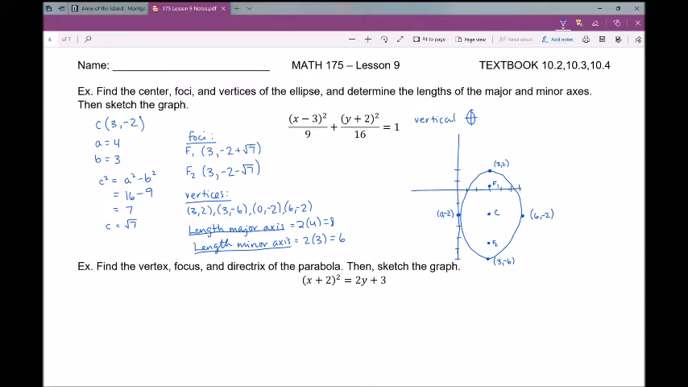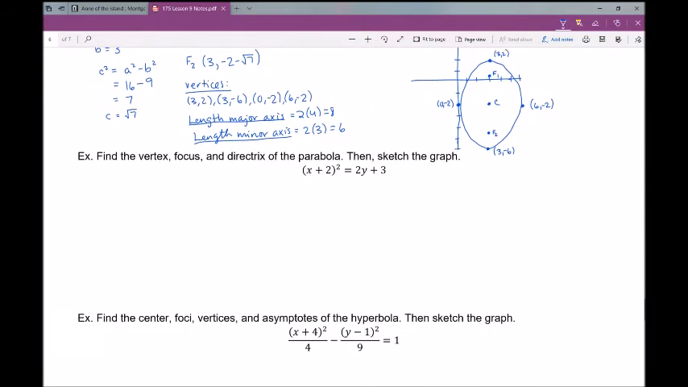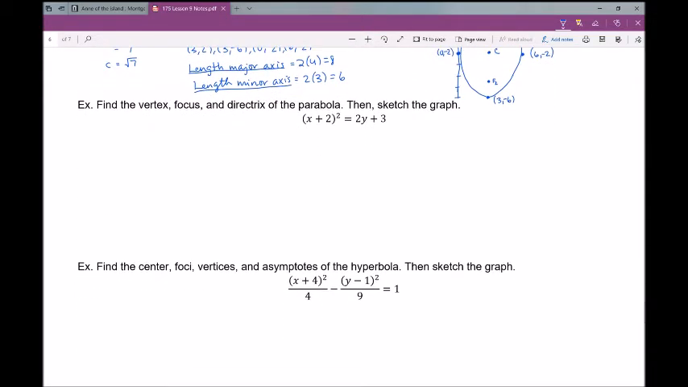Okay. So in the next example, we're looking at a parabola. So we want to find the focus, vertex, and directrix of the parabola and then sketch the graph. The first thing you should notice about this equation is that it's not quite in standard form.